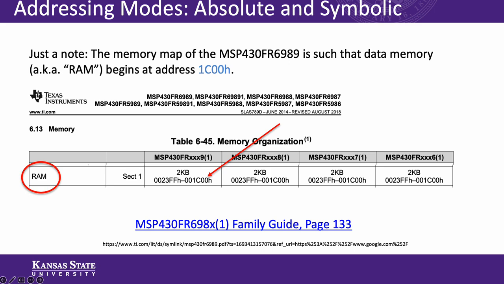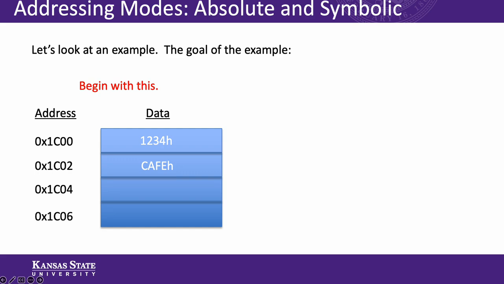The word RAM here is technically incorrect. It's actually read-write memory, but colloquially it's known as RAM. It's just kind of adopted now by Texas Instruments. So there's the data memory. It's actually read-write memory, but they're calling it RAM there. So there it is. It starts at 1C00. That's the important part.